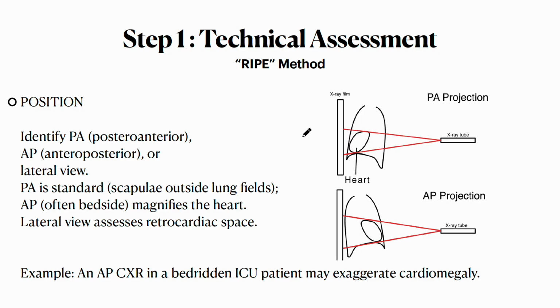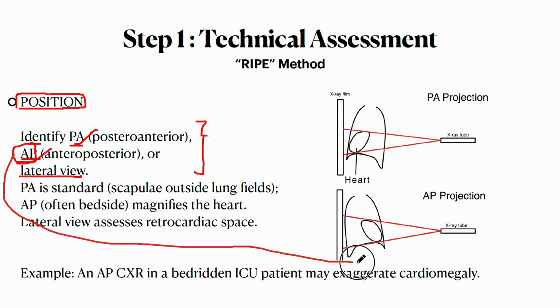So let's talk about position. Another term is position here. An x-ray is done either PA or AP or lateral view for many different functions, right? So PA is preferred over AP because AP has a flaw. That flaw is false cardiomegaly. Why? So what is actually PA projection?